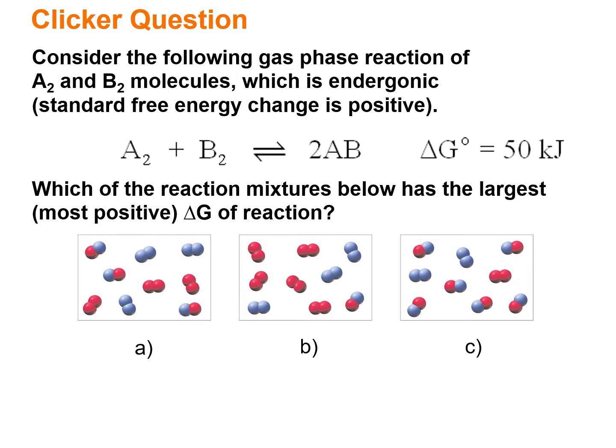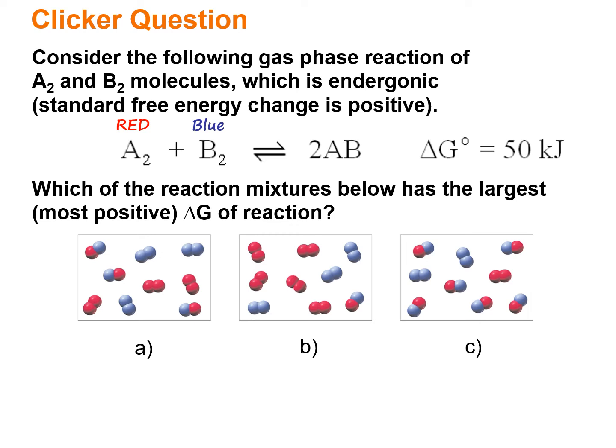Okay, so this clicker question is asking you which one of these reaction mixtures is going to have the largest delta G of reaction. And it tells us that this reaction is endergonic, meaning that delta G is greater than 0. We're going to consider the red atoms to be A, and the blue atoms to be B.